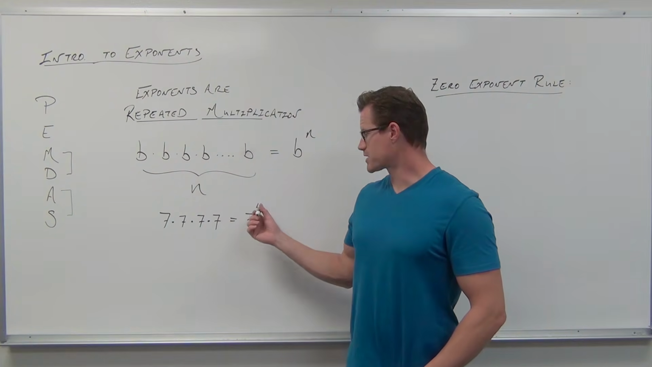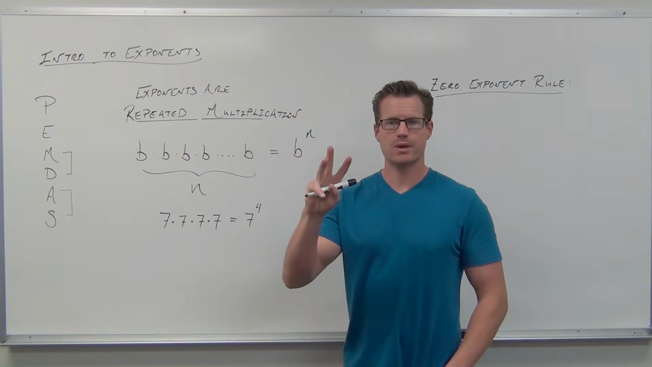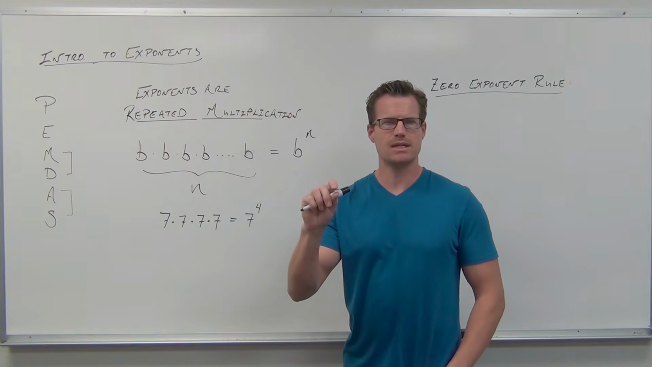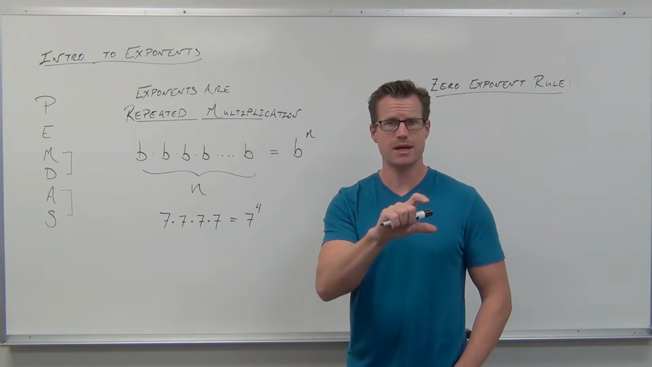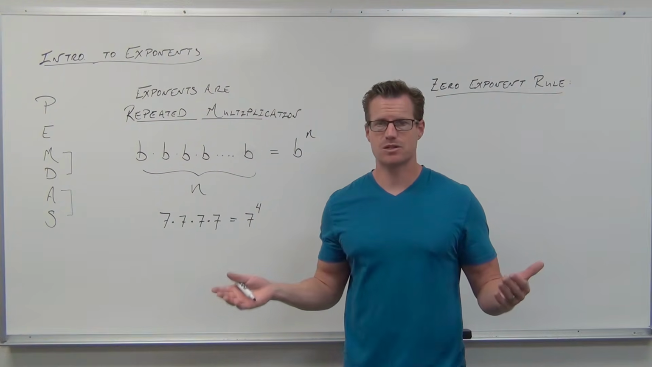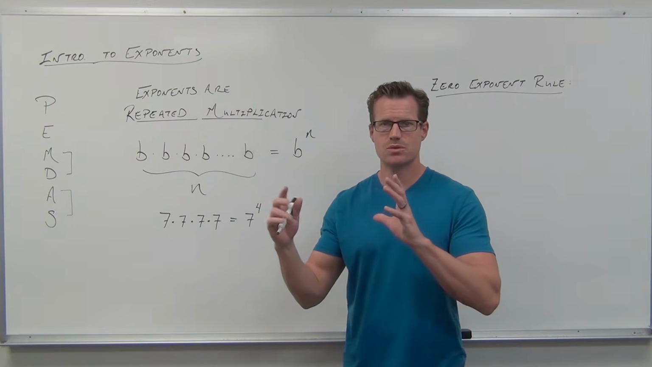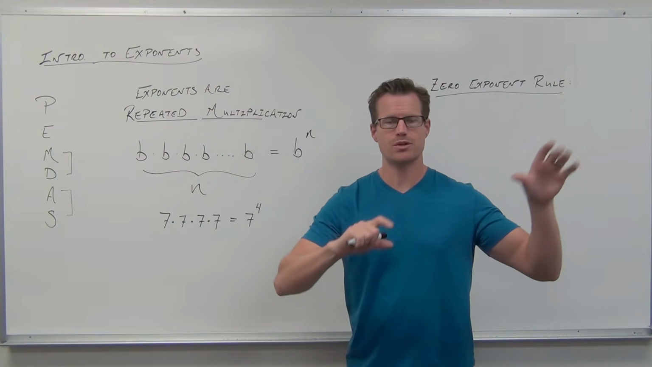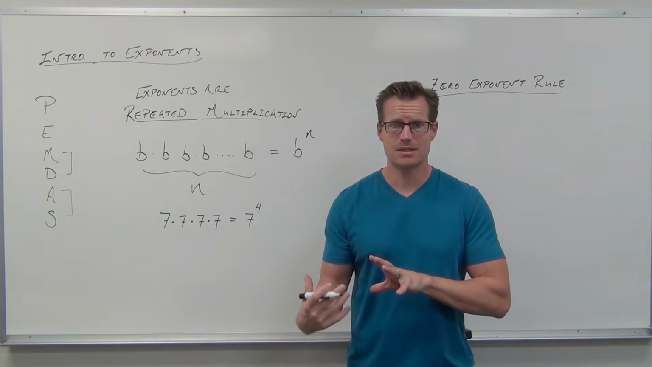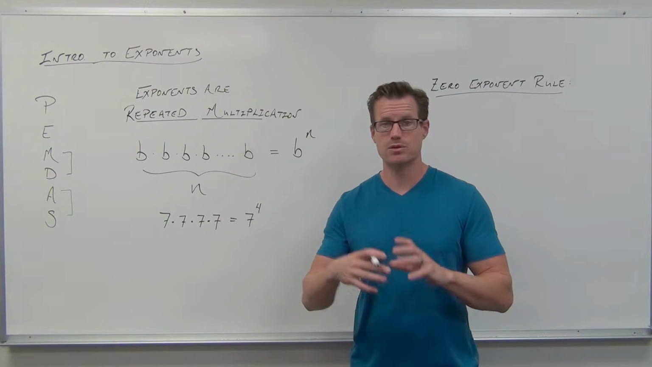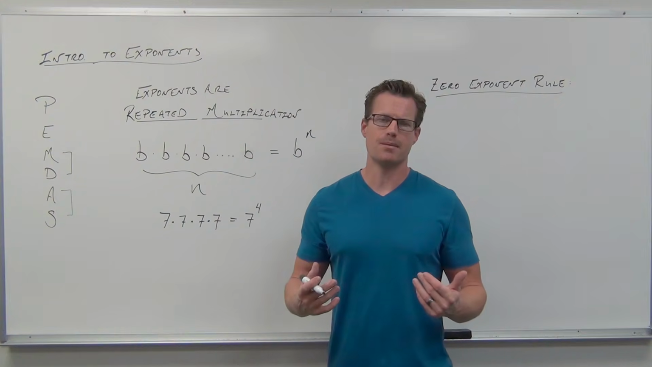And how we say it is important. If we have an exponent of 2 or 3, we have some special words for that. We can say 7 squared or 7 cubed for the 2 and 3 respectively. But you can say any exponent as base to the exponent power. So in this case, 7 to the 4th power, 7 to the 2nd power, 7 to the 3rd power, 7 to the 5th power. That works all the time.